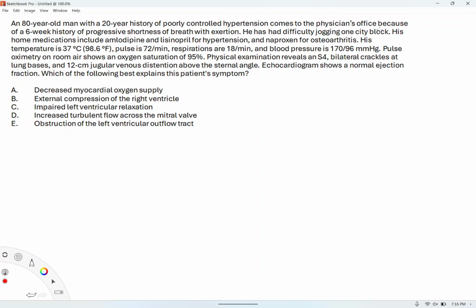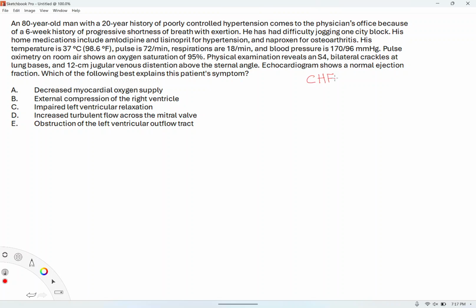Physical examination reveals an S4. Bilateral crackles are heard at the lung bases, and there is 12 centimeter jugular venous distension above the sternal angle. Echocardiogram shows a normal ejection fraction. Which of the following best explains this patient's symptoms? Okay, now reading through this entire question, I'm getting the impression of CHF due to hypertension. So let's say this person is having congestive heart failure.